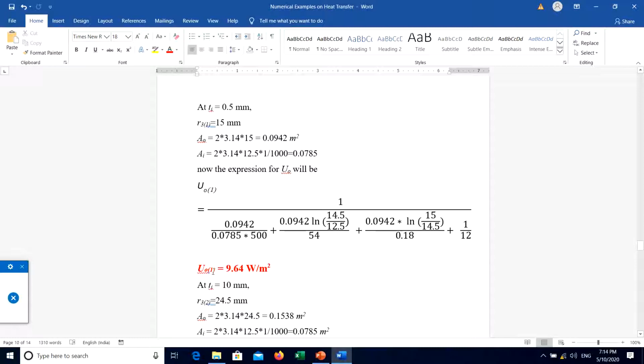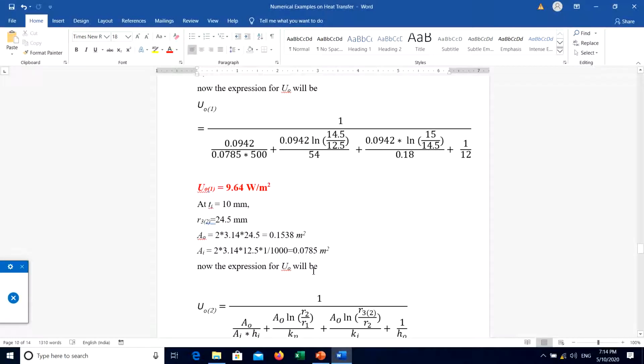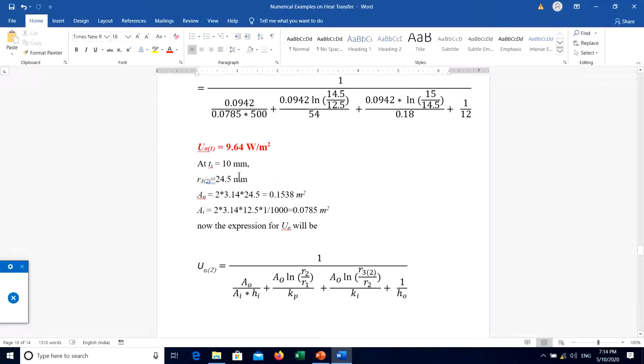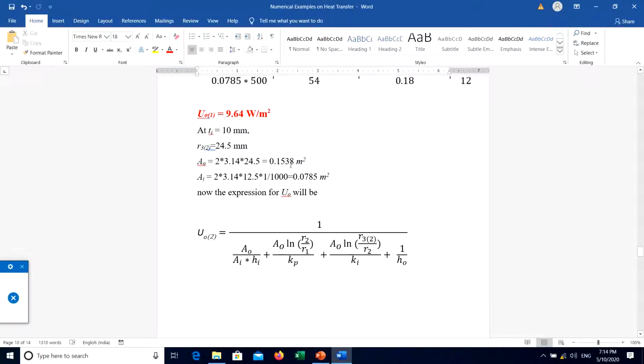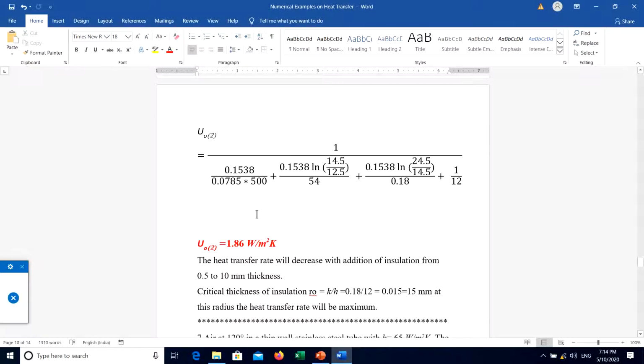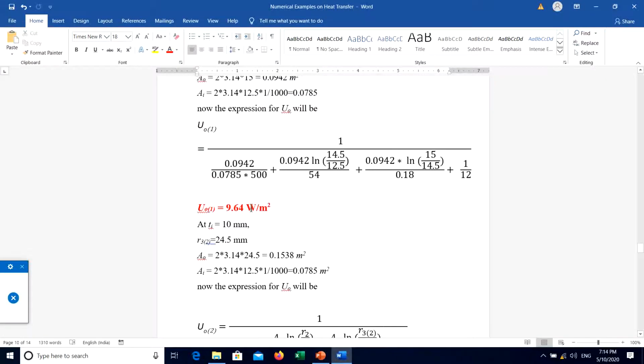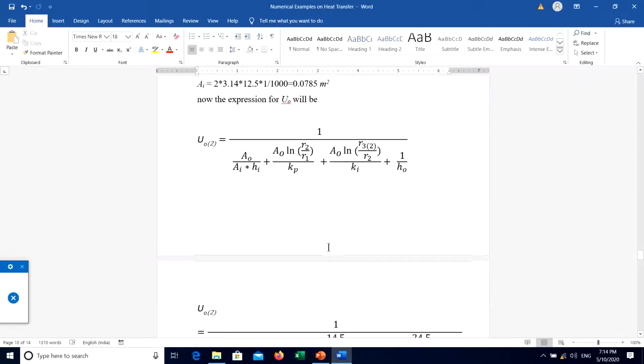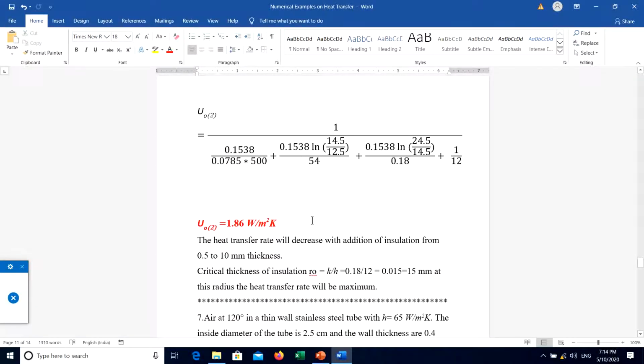UO with 0.5 mm of insulation, the overall heat transfer coefficient, to be 9.64 watt per meter square Kelvin. Now when the insulation thickness is increased to 10 mm, the overall heat transfer coefficient has naturally to be less, so it is 1.86. So the heat transfer rate will decrease with addition of insulation from 0.5 to 10 mm thickness.